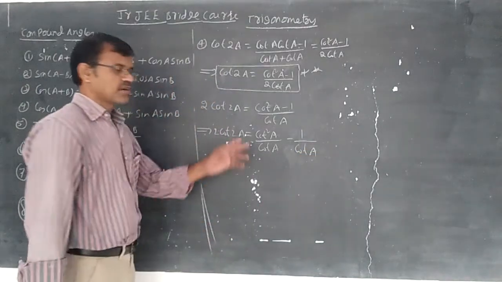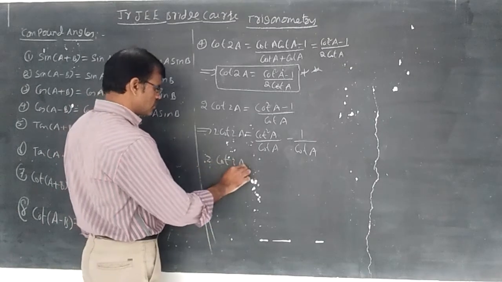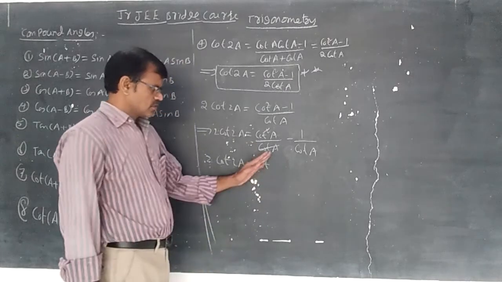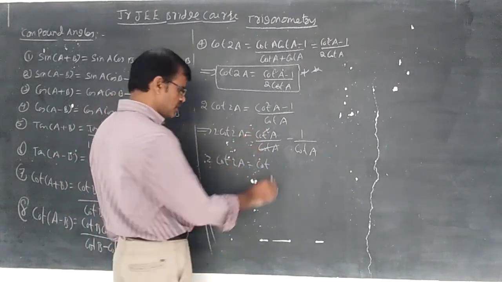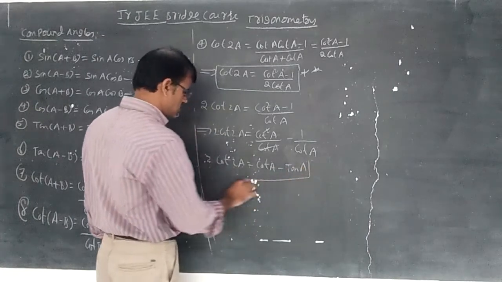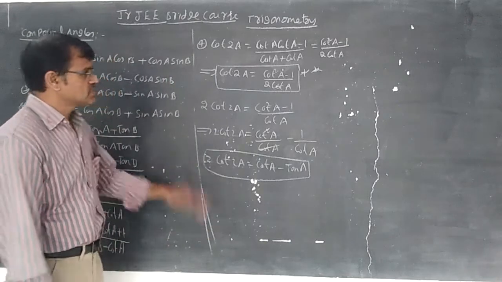cot square a by cot a minus 1 by cot a. So next one, 2 cot 2a is equal to cot square a by cot a becomes only cot a, and 1 by cot a becomes tan a. This is a useful formula: 2 cot 2a is equal to cot a minus tan a.